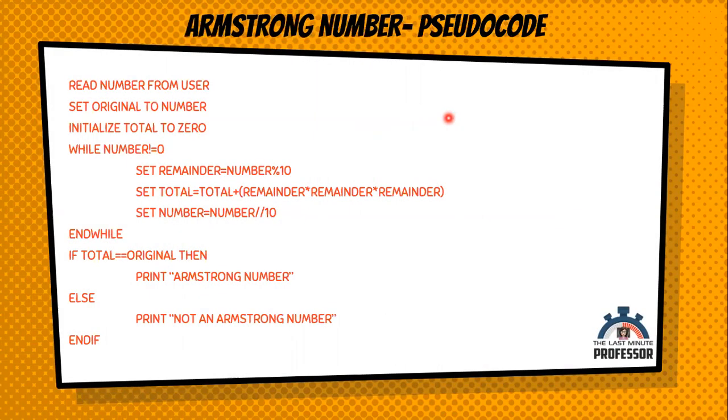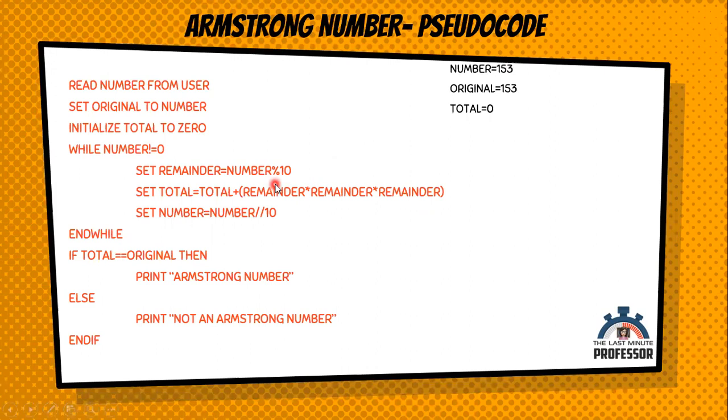Now let us look into the pseudocode with an example 153. I'm storing the user value in the variable original because in future I shall process and update the value of the variable number. To avoid losing the original value, I'm doing this step. I'm using a variable called total to store the sum of the cubes and initially I'm setting the value as 0.